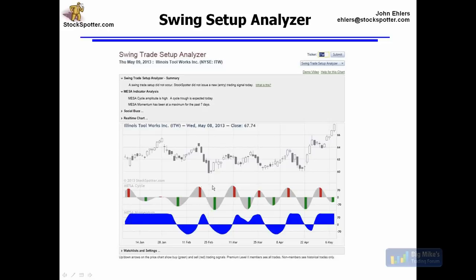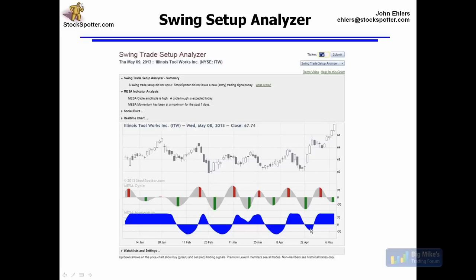Now at this minimum, we have a trough and the momentum decreasing, so we have a swing setup. At this point, we have a cycle trough, but we don't have a Mesa momentum minimum or decreasing, and so that is not a setup. Again, at this point, we have a cycle trough and a decreasing momentum. So that's a setup. Here's another one. Cycle setup, a cycle minimum, and a decreasing Mesa momentum.